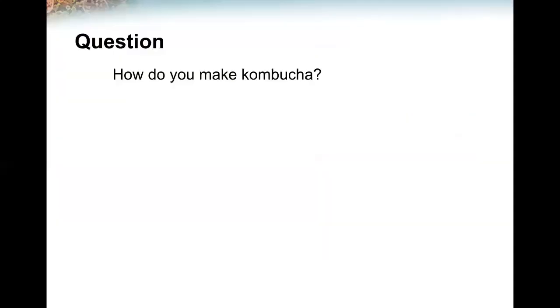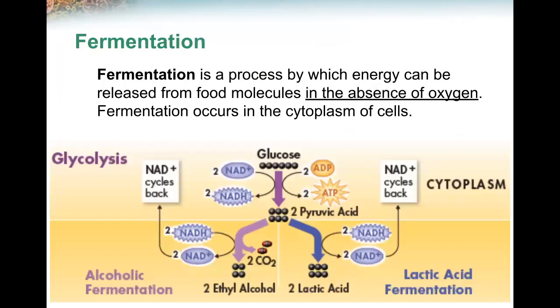Fermentation. How do you make kombucha? Fermentation is a process by which energy can be released from food molecules in the absence of oxygen. Fermentation occurs in the cytoplasm of cells.